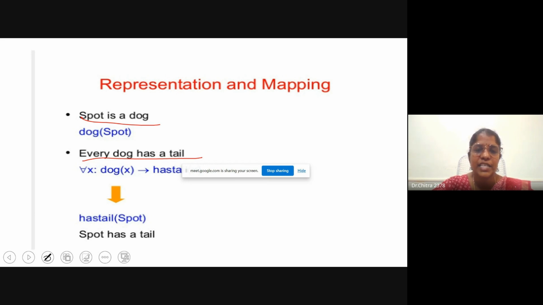Like that, can you tell some example? Spot is a dog, every dog has a tail. Like that, can you say some example? Can you post some examples in this chat box?